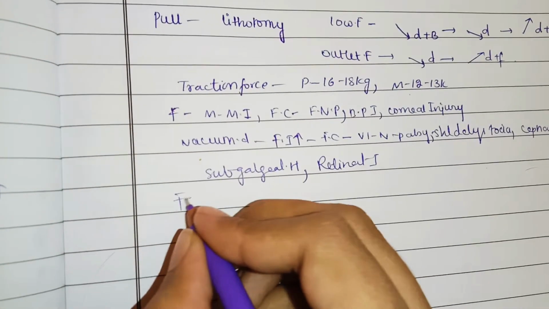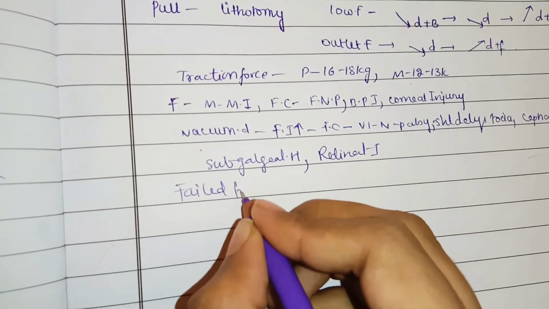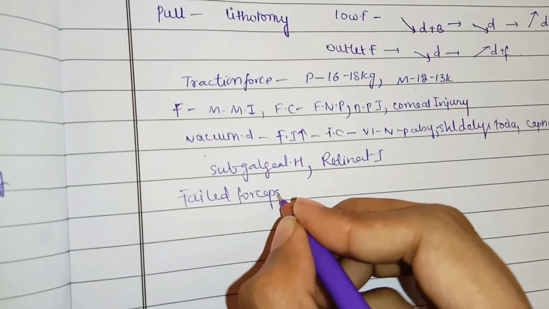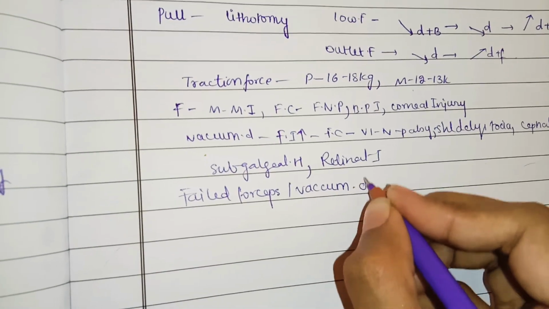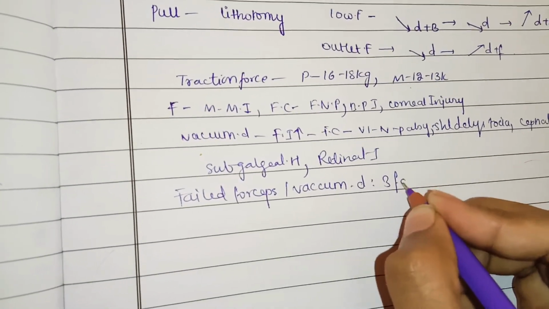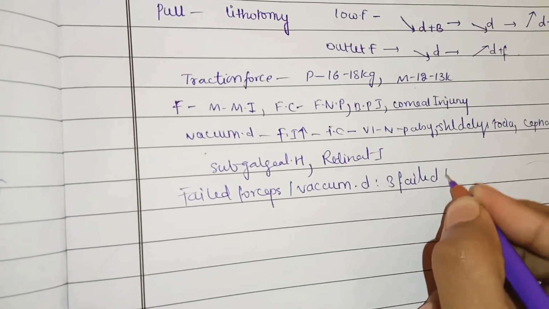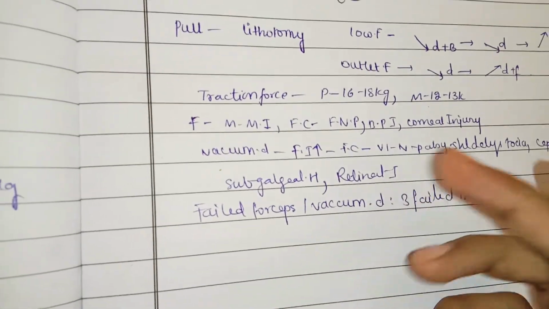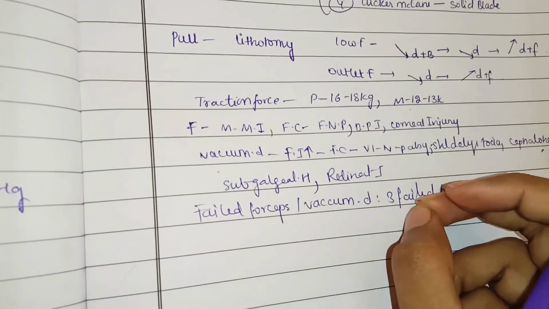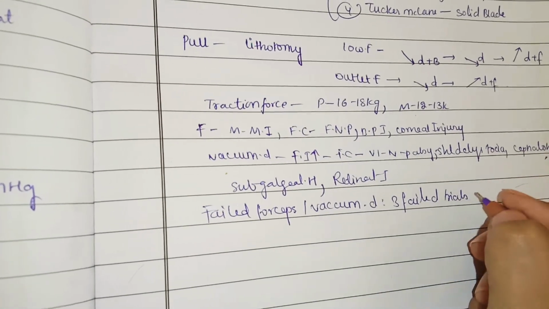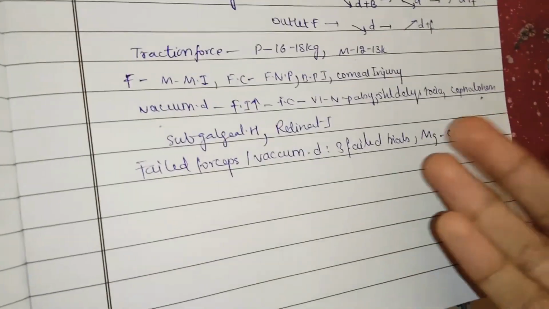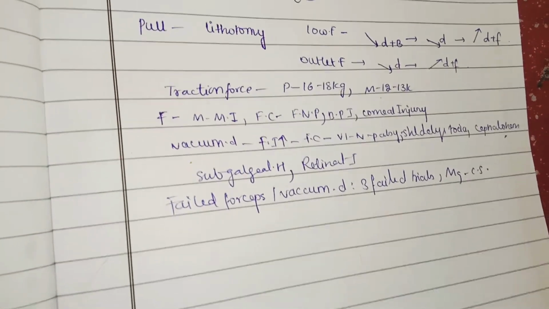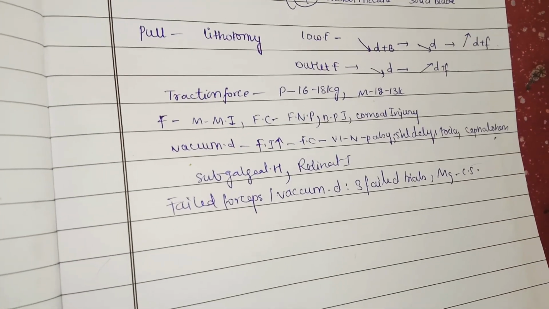And coming to failed forceps or vacuum delivery. Here it is defined as 3 failed trials to deliver the fetal head. So actually we have tried 3 times, still the head is not delivering. Then the management is immediate cesarean section, if the fetus is in distress. So by this we completed instrumental delivery. Next we will start with cesarean section.